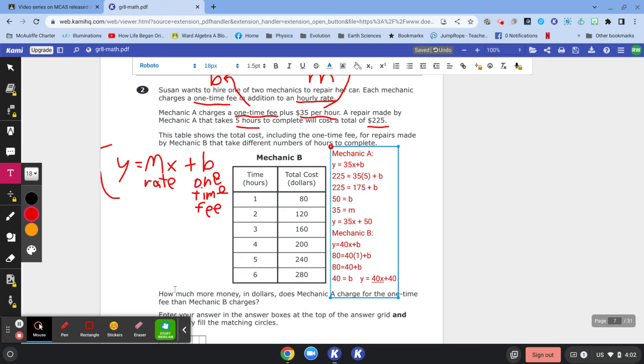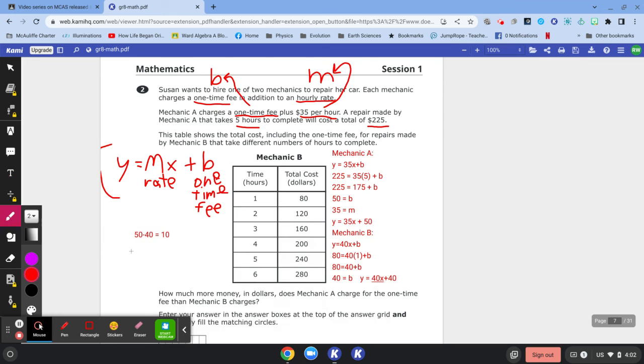Now the question overall is how much more money in dollars does mechanic A charge for a one-time fee than mechanic B does? Well, the one-time fee for mechanic A is $50, and the one-time fee for mechanic B is $40. So we just have to do 50 minus 40 equals 10. So it's $10. $10 is the amount more that mechanic A charges for a one-time fee than mechanic B. And that's the answer to that.